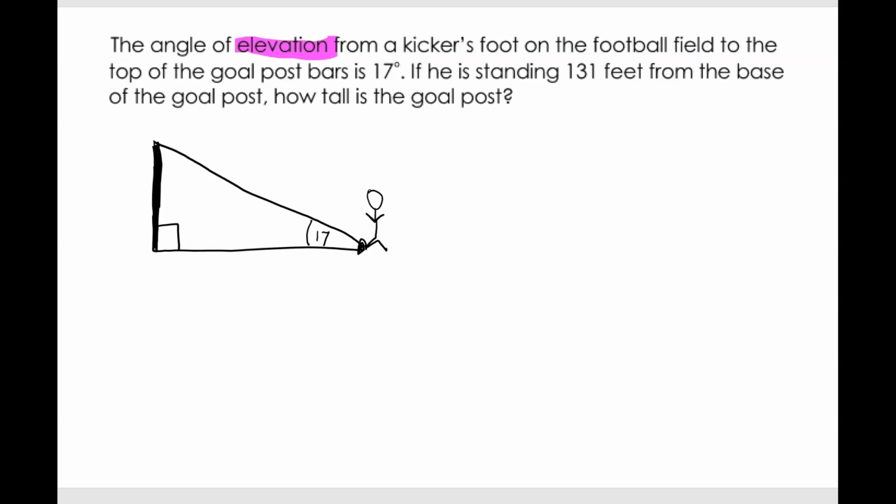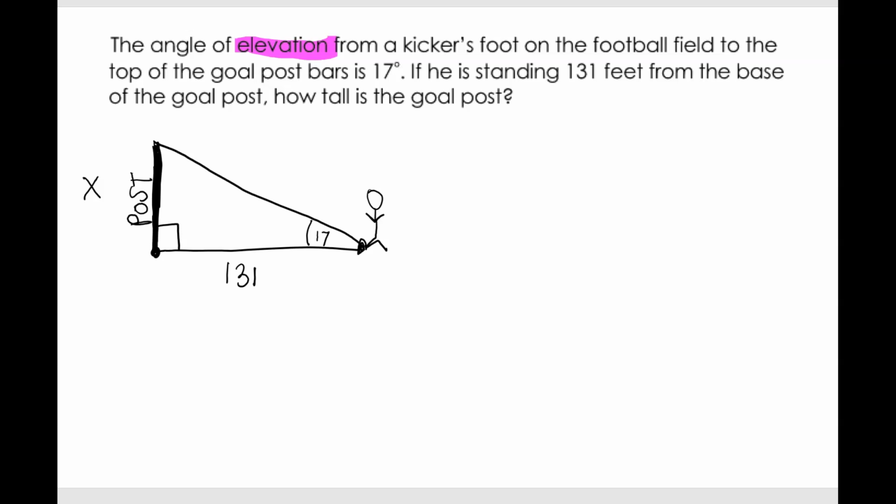He is standing 131 feet from the base of the goalpost. So this over here is the post. If you are standing from the base of anything, you're standing from the bottom. To be the base is the bottom, like the basement is the bottom of your house. So he is standing 131 feet away from the goalpost. How tall is the goalpost? We're going to put the X right here on the vertical distance.